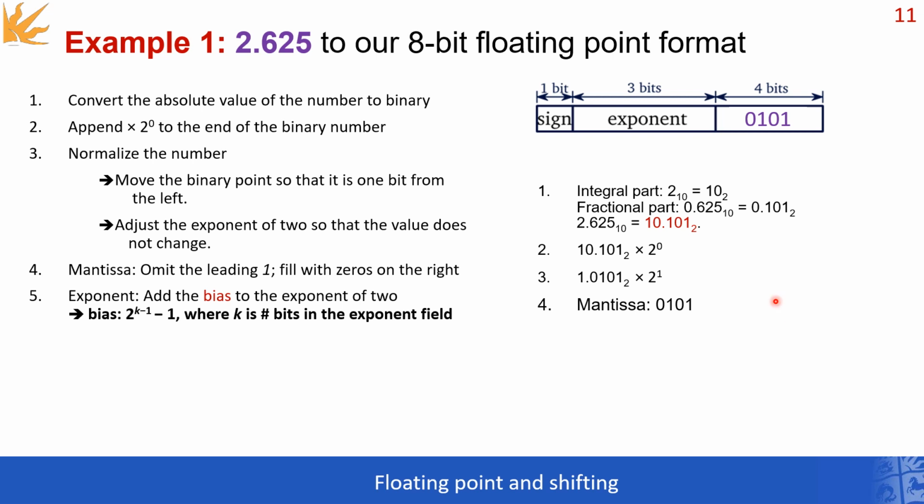Then we need to find the exponent. Now, in order to do that, we need to add something which we call bias. Take a moment to look at this. In the general case where you got k bits used for the exponent, the bias is equal to this number over here, 2 to the power of k minus 1, minus 1. In our particular example, we use 3 bits. Therefore, the bias is equal to 3.